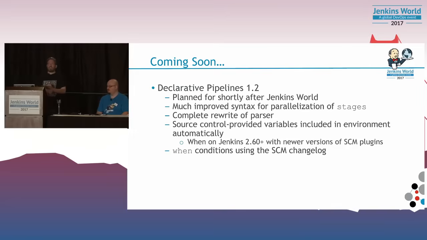With this release, when you're on newer versions of Jenkins, like 2.60 and later, you'll be able to have your SCM provided environment variables that you might have been used to back in Freestyle, like GIT_COMMIT or GIT_BRANCH. Those will be automatically added to your environment now, which we're really happy about and think will be really helpful. You don't have to be on that newer version of Jenkins to install Declarative 1.2, but you do need to be on that newer version to take advantage of that functionality.